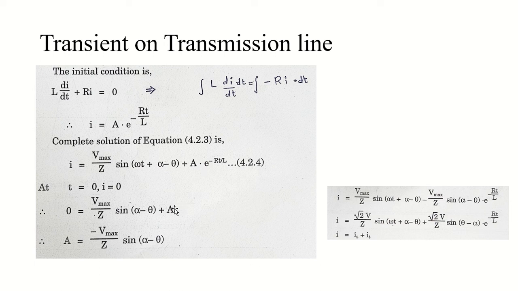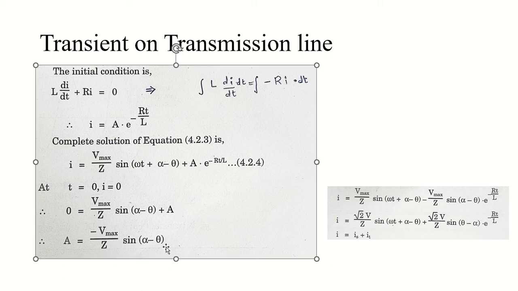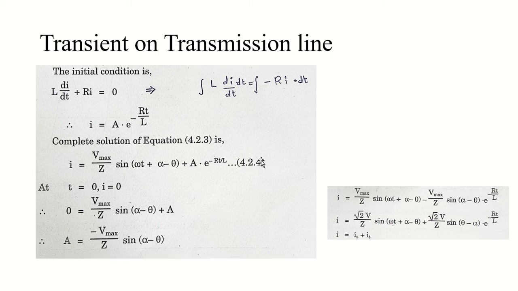Now based on this, we can find the value of A, and to do that, let's make A the subject. So A will be minus V max by Z sin(alpha minus theta). Now that we have found the value of A, we can also substitute the value of A in this equation.